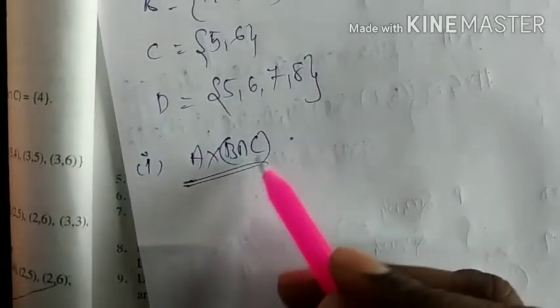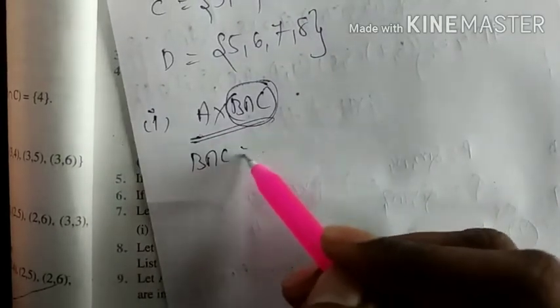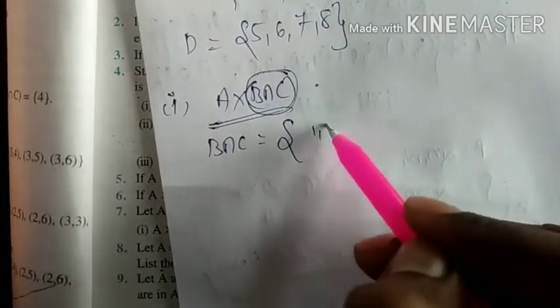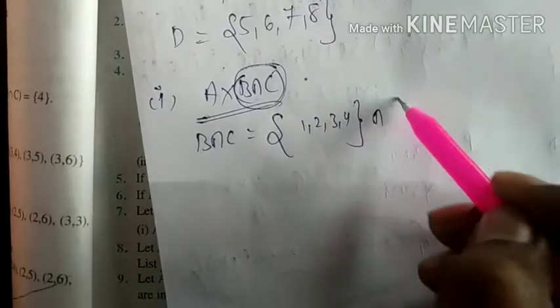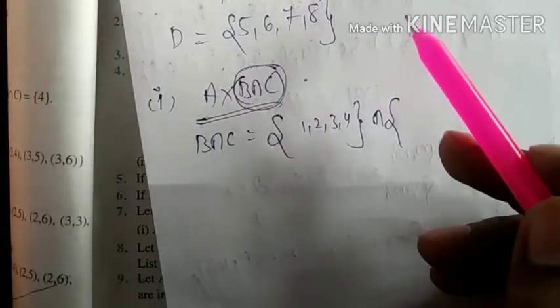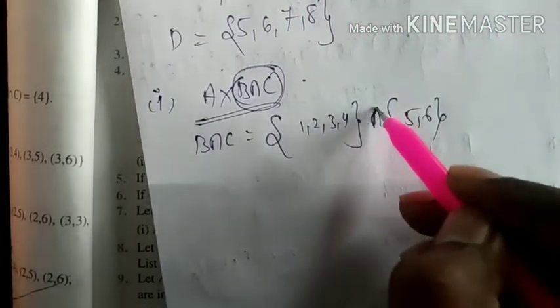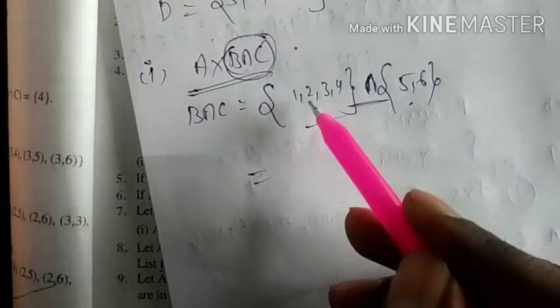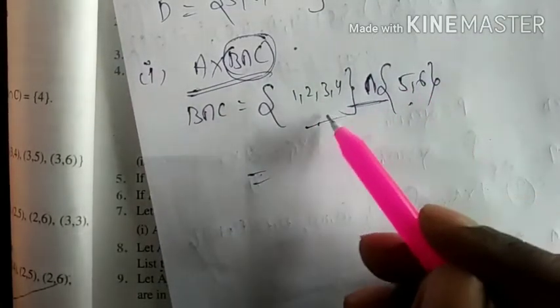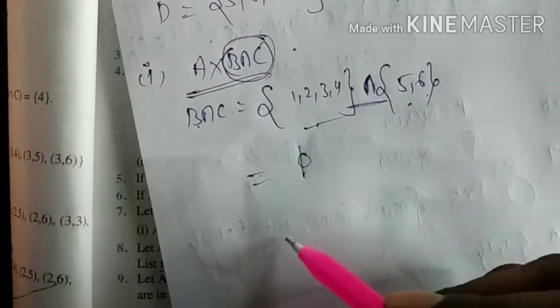In this, first you have to find out the B ∩ C value. So B ∩ C is equal to, B is 1, 2, 3, 4, intersection of C, what is C? 5 and 6. Intersection means the common elements in both the sets. But here if you observe, there are no common elements in these two sets. So that's why B ∩ C is φ.